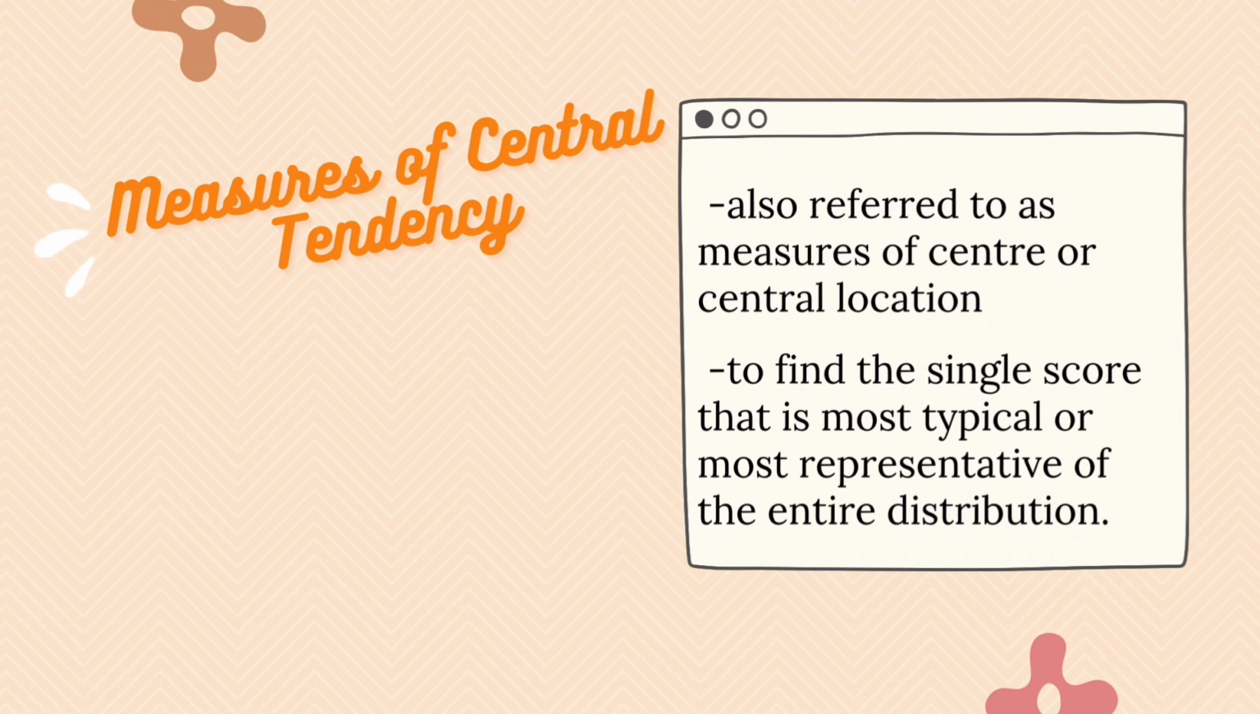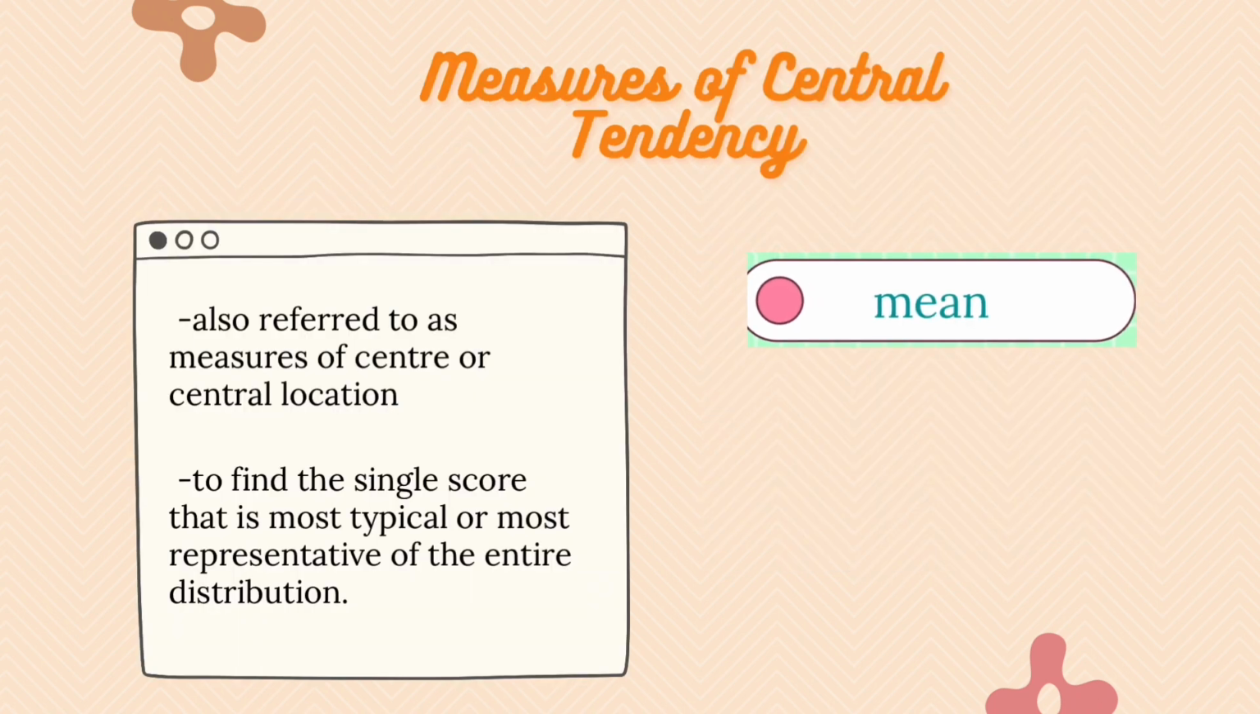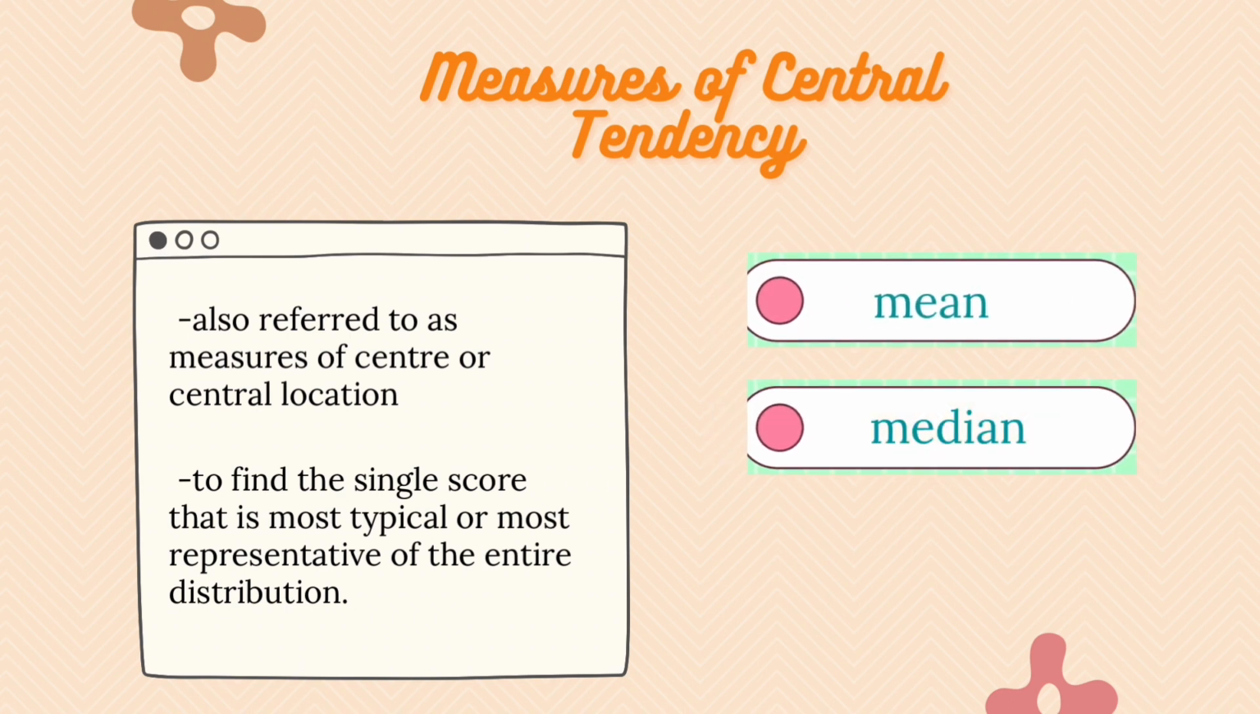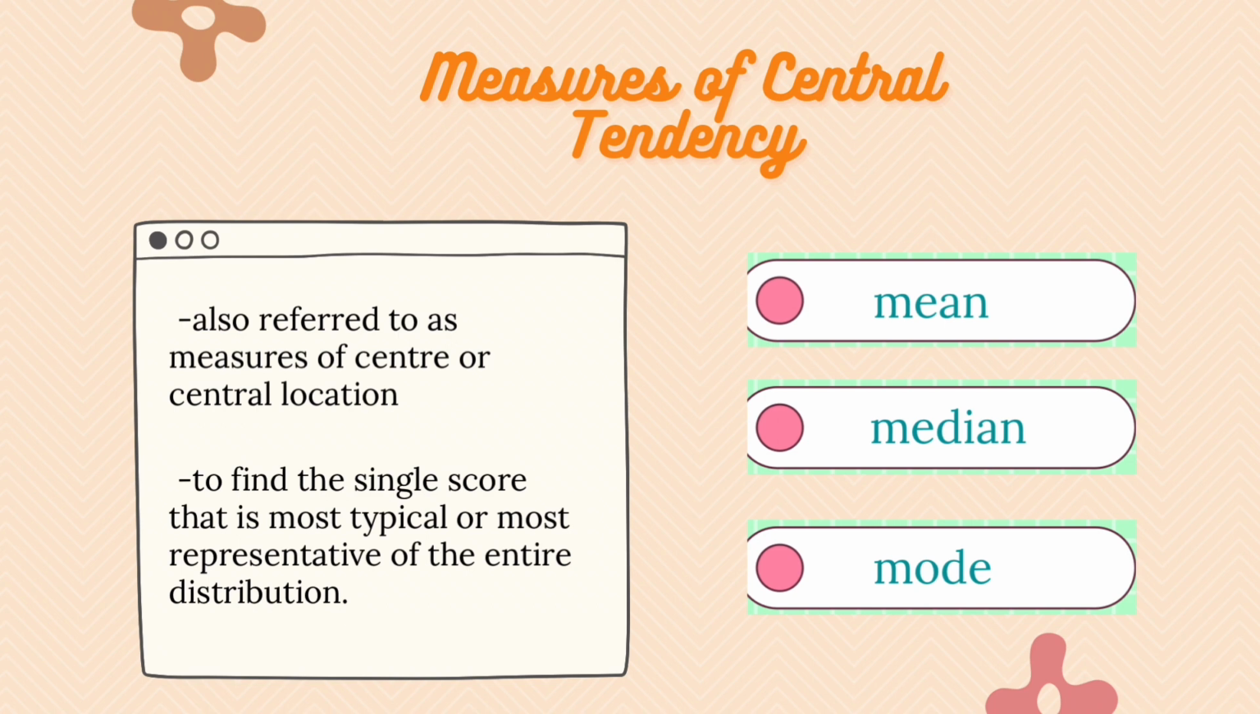Thus, we use its three main measures. The first is the mean, the average, the sum of all values over the number of values in a data set. Second is the median, the middle value of an ordered data set. And the third is the mode, the value that occurs most frequently.